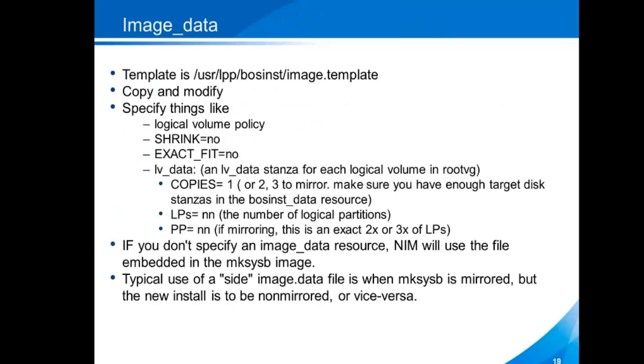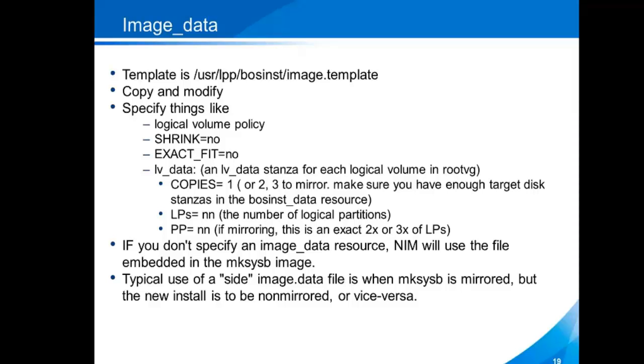The other thing I may do is go in and edit an image data. The reason I might do that, for instance, is if I have a mirrored root VG, I may go in, create an image data, and put in there my logical volume managers. I can put shrink equals yes and tell it to shrink down the file systems, so this would be a way I could reduce /usr, for instance. And I can put copies equals 1, 2, or 3. If I put copies equals 1, it's not going to mirror it.